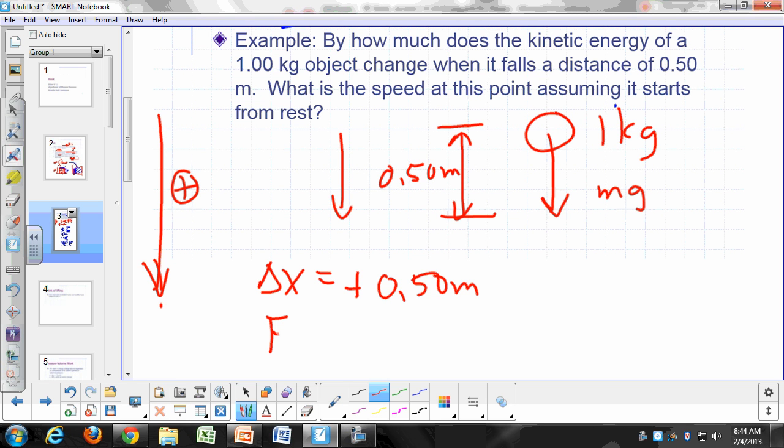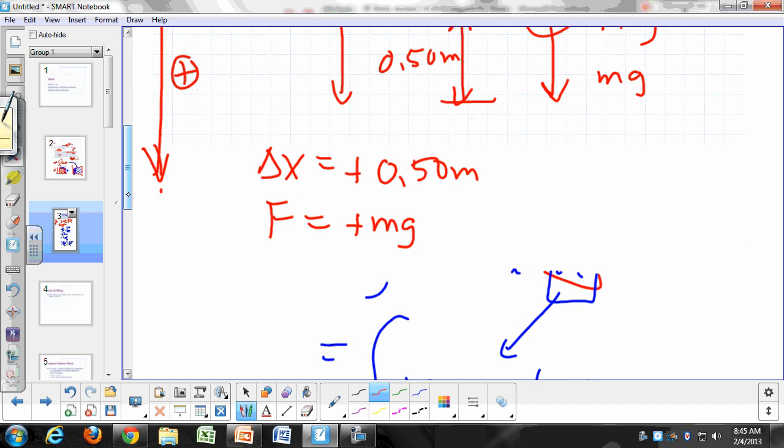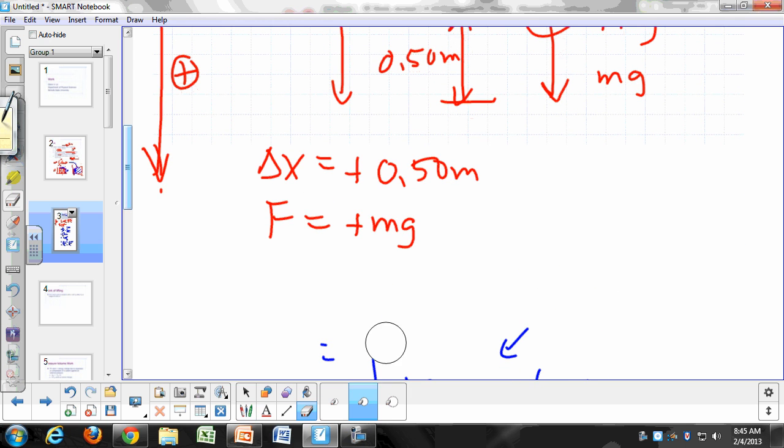And our force is constant, right? It's just equal to mg. So I'm just going to take the positive direction. They're both pointing in the same direction. So what do we expect? We expect the object to speed up. Acceleration due to gravity, in fact, is known to be how much?